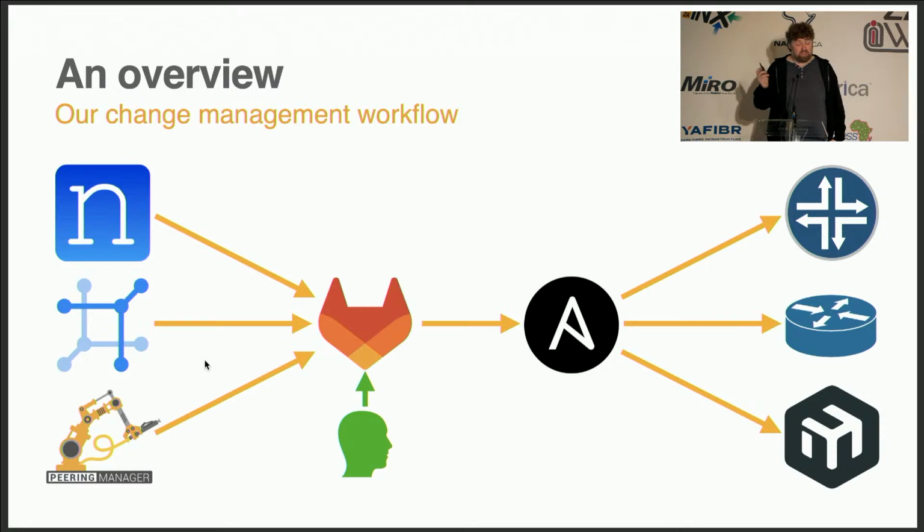So, yeah, this is the workflow where we ended up with. We have data, which gets put in GitLab. The green person is the change manager who will then approve it. And only when it's approved will it be used by Ansible to deploy to the routers. And this worked remarkably well.